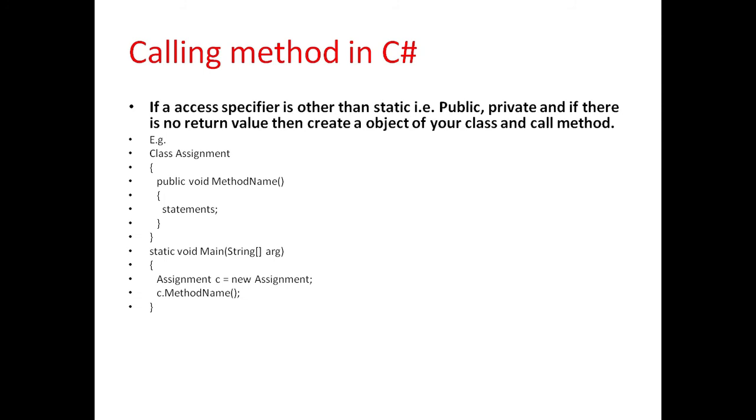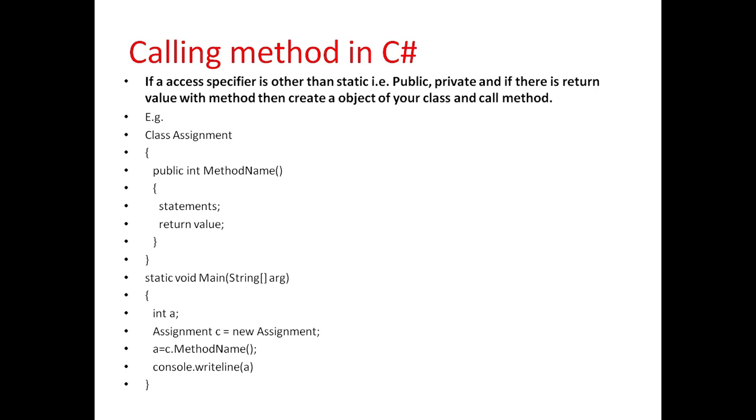If the access specifier is other than static, that is public or private, and if there is no return value, then you can create an object of a class and then call a method. For example, here is a class assignment with a public method name. To execute this, create an object of a class assignment as c and to execute the method use c.method name.